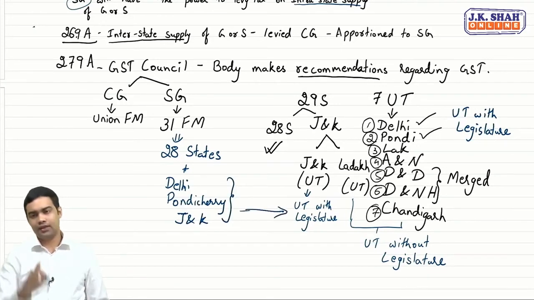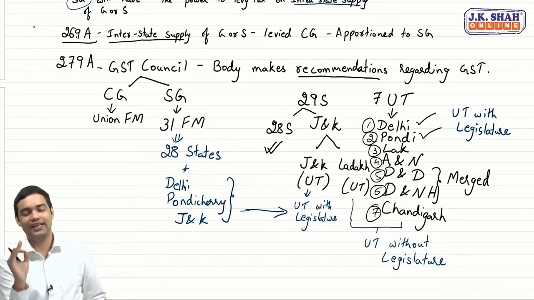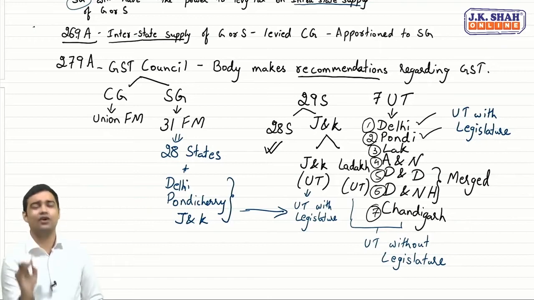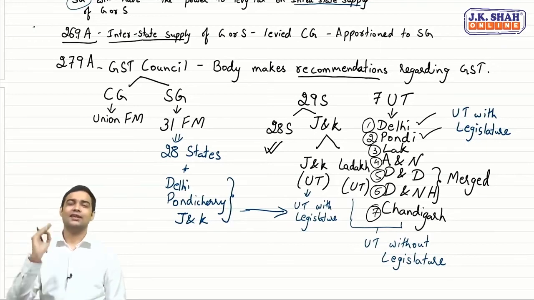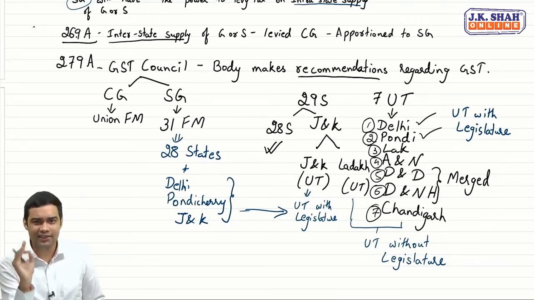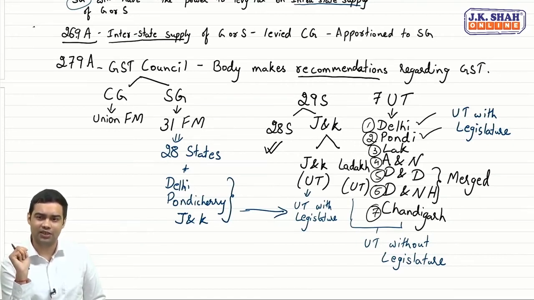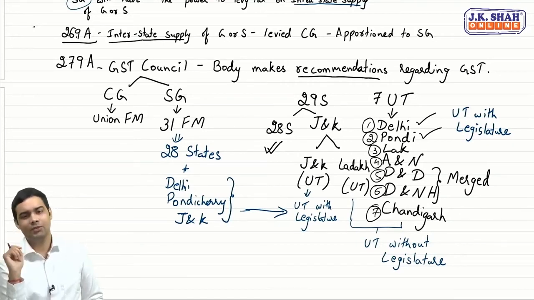Remember one thing very clearly from today: for the purpose of GST, there are not 28 states, but there are 31 states. Don't forget this till the end of the indirect taxation paper 8 examination. Totally there are 31 states in India for the purpose of GST: 28 states, Delhi, Pondicherry and Jammu and Kashmir. All other union territories will be regarded as UT.